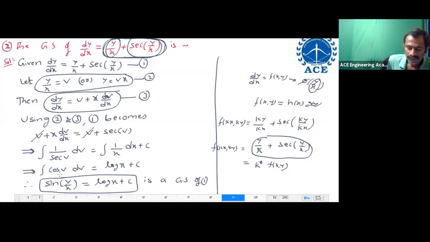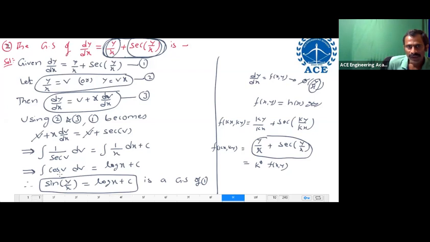So that is another problem for the homogeneous method. If the differential equation is in the form dy by dx equal to f of x comma y, then check whether the function f of x comma y is in variable separable form or not. If f of x comma y is in variable separable form, then solve directly by the variable separable method.